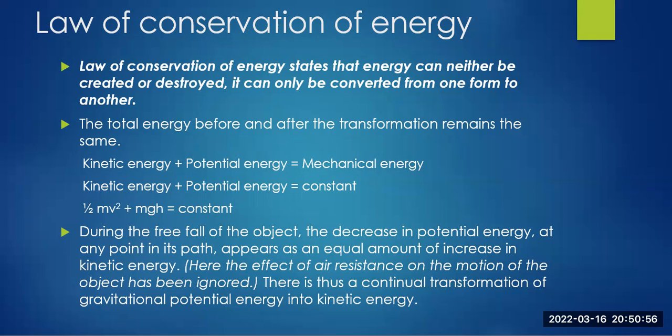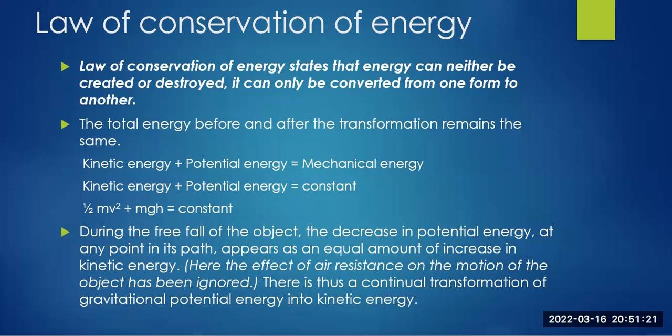So for our given scope, we have kinetic energy plus potential energy is equal to mechanical energy. That is, kinetic energy plus potential energy is equal to constant. And by substituting the formulas, we get half mv square plus mgh is equal to constant.